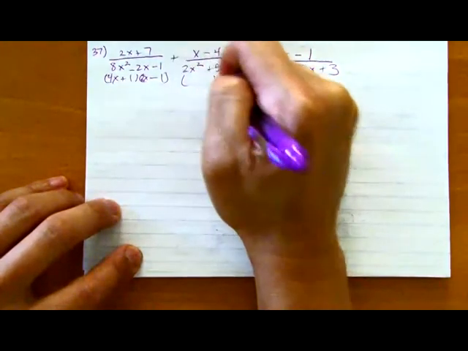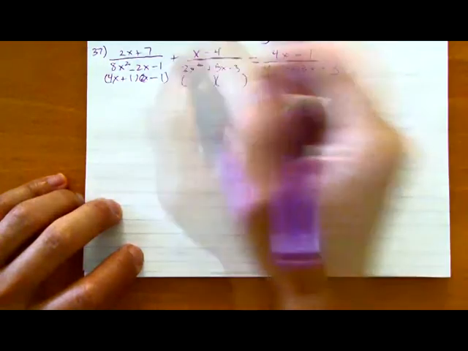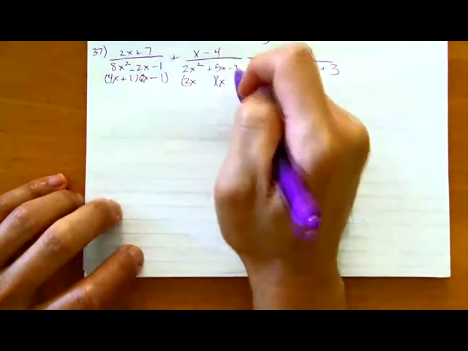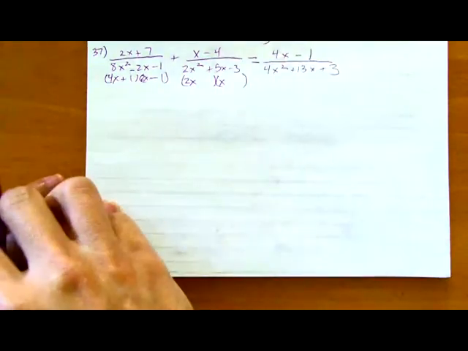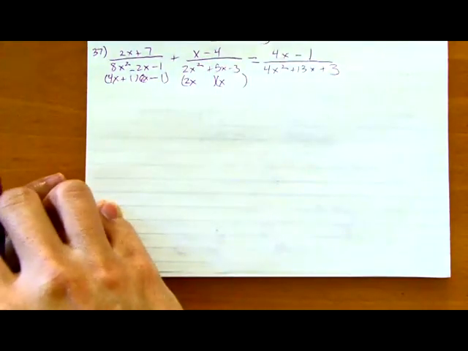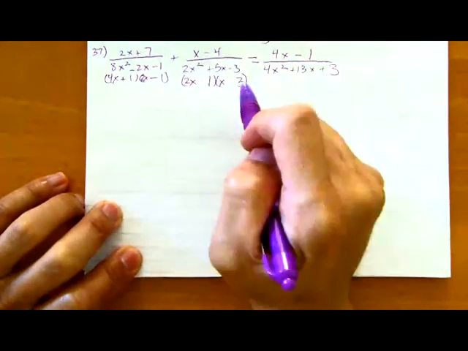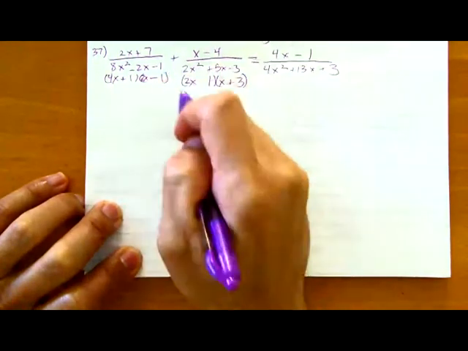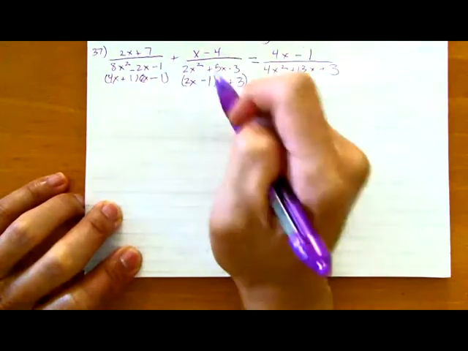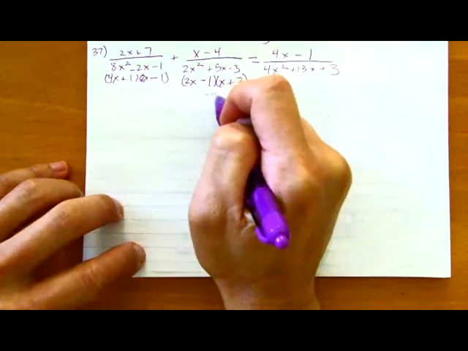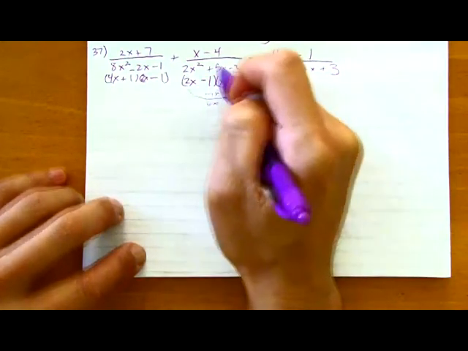We need to factor this denominator. So 2x and x will give us the 2x squared. We need a negative 3. It's either 3 and 1 or 1 and 3. 1 and 3. We need a positive 5 in the middle. That'll give us a 6. That's a negative 1. So that's a negative 3. Okay, there. This right here is a negative 1x. That right there is a 6x. That'll give us the 5x in the middle.